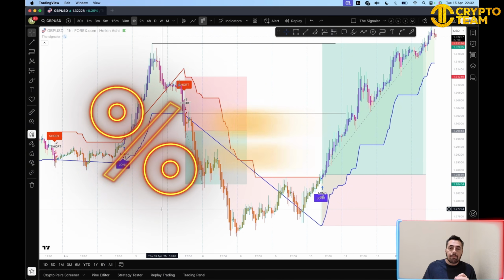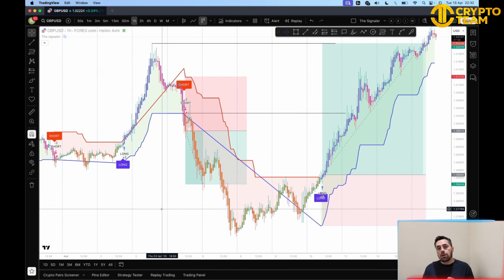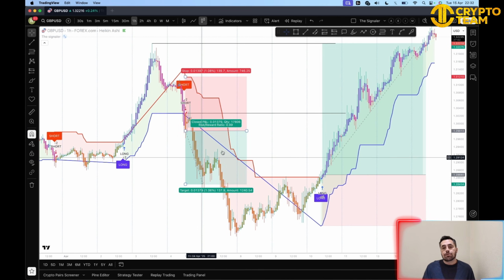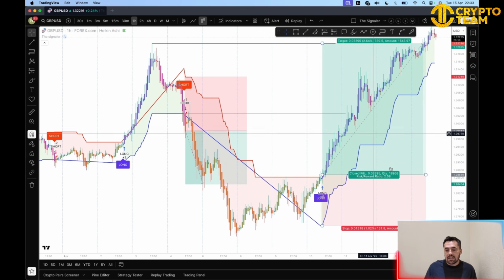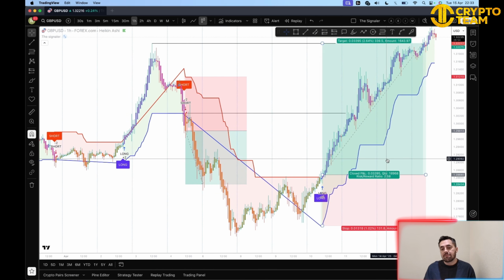You never want to bet more than what you can afford to lose. So for me, I like to risk 1% of my account. So in this scenario, I would have gained 1%. In this scenario, I would have gained 2.5%.